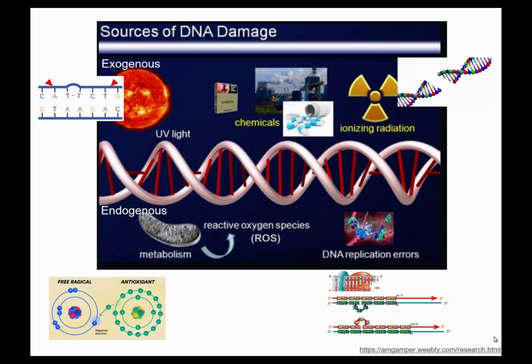There are sources of damage, and they're categorized into two main categories, exogenous versus endogenous. Exogenous sources are more intuitive to you. You might be more familiar. We hear about this day-to-day: sunlight, chemicals, and ionizing radiation. These are sources coming from your environment, so from outside to inside your cell.